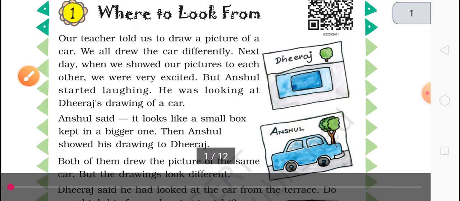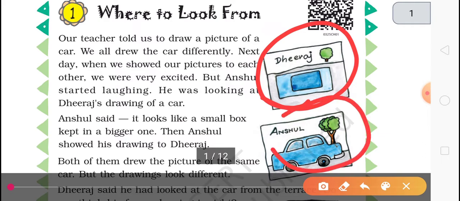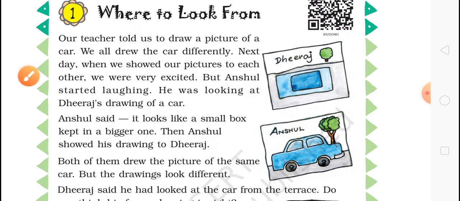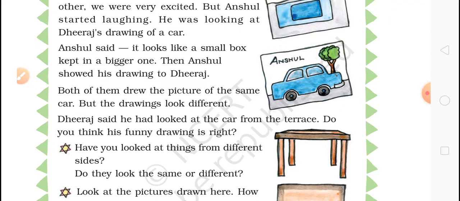Now, as you can see, Dheeraj has drawn the car like this, and this picture is drawn by Anshul. Both of them have drawn the picture of the car, and both of them are right. Now what did Dheeraj say? He had looked at the car from the terrace. Do you think his funny drawing is right? Yes, he is right. Why?